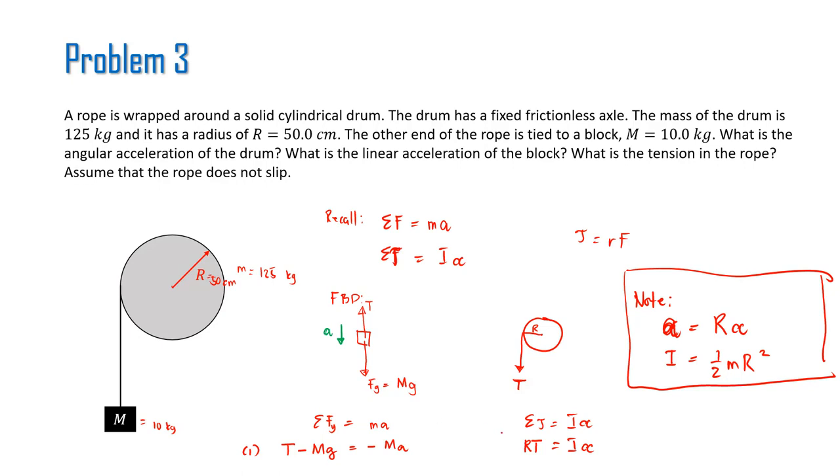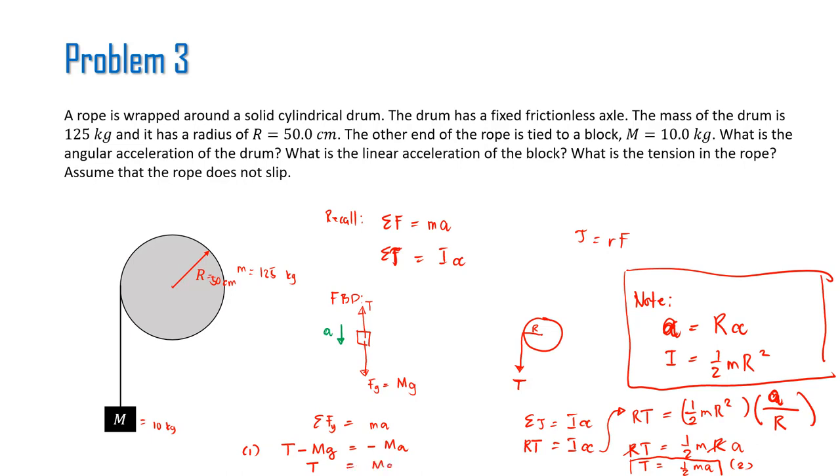Our first equation is this one. And our second equation is from here: RT is equal to 1/2 mr squared multiplied by your alpha, which in terms of the linear acceleration is equal to a, the linear acceleration, divided by R. So R times T is equal to 1/2 mRa. We can cancel further this R here. So we can actually get T, which is equal to 1/2 ma. So this is our second equation. And then from here, we can further simplify equation number 1. So equation number 1, we have T is equal to mg minus ma. Okay, so we now have two equations for tension.